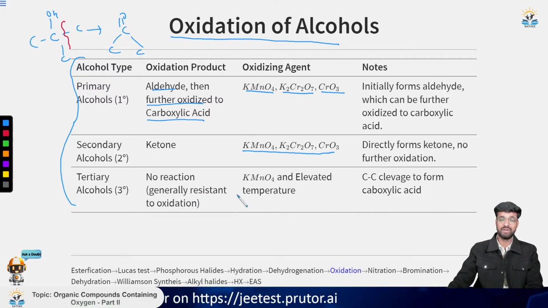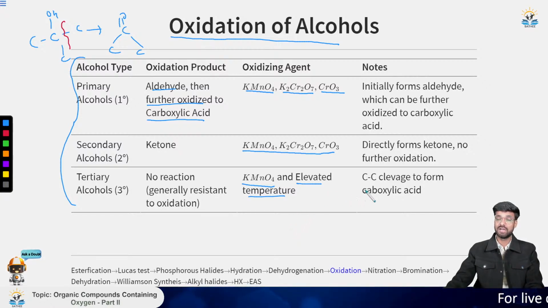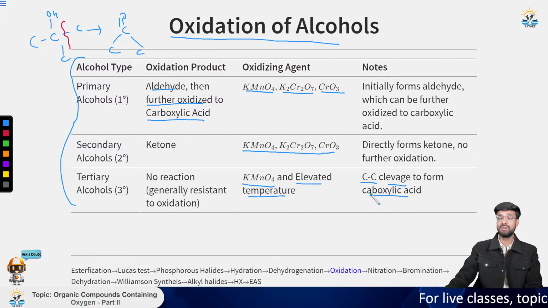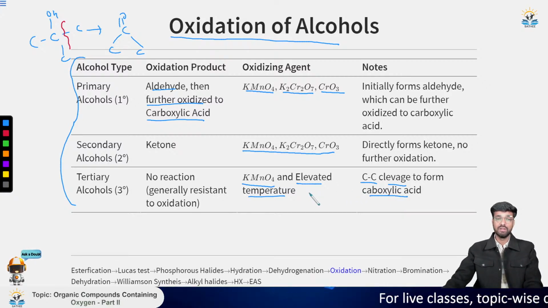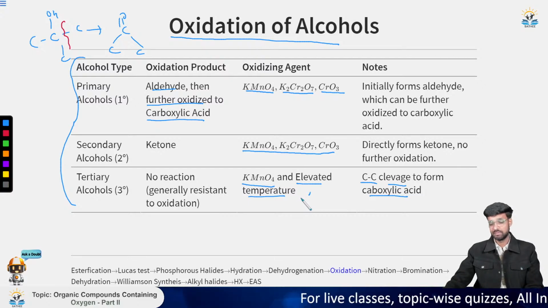To do this, we take a strong oxidizing agent, that is KMnO4 of course, plus an elevated temperature. We do have to have an elevated temperature so that the cleavage of the C-C bond takes place and the formation of carboxylic acid takes place. So this is all about the oxidation of primary, secondary, and tertiary alcohol.